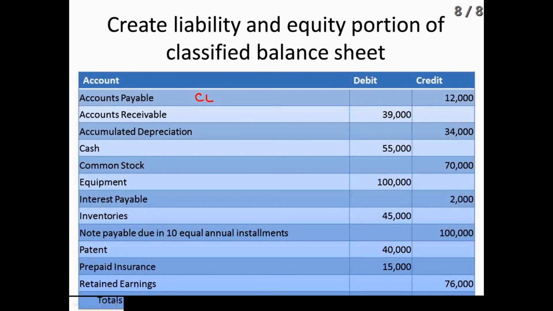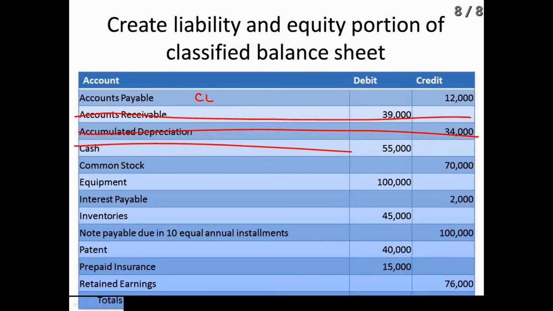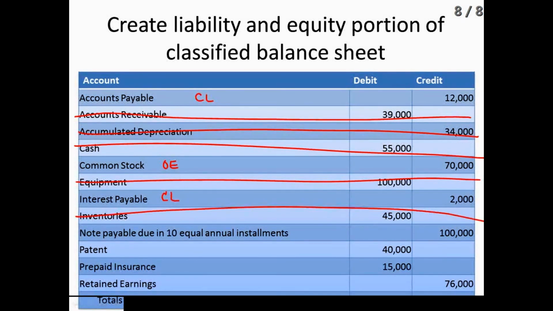Accounts receivable. All right, so we're not interested. Accumulated depreciation. Contra assets, so not interested. Cash, not interested. Okay, common stock. Owner's equity. Okay. Equipment. Interest payable. Okay. Inventory. Note payable due in 10 equal installments.